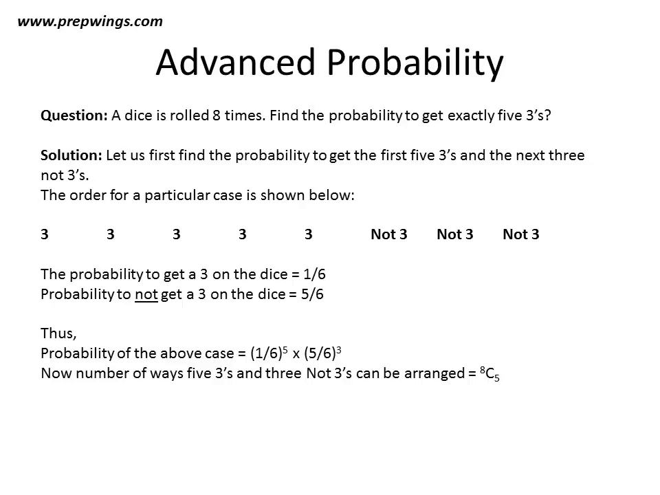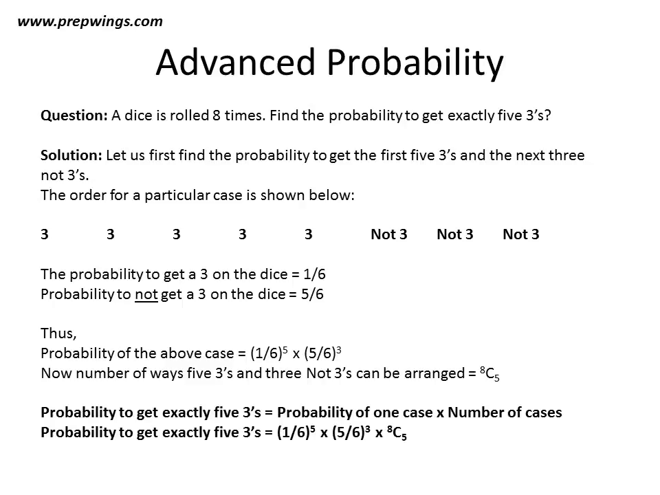Now if you look at it, the number of ways we can arrange these 5 3s and 3 not 3s is 8C5, because we found the probability for only one particular order. Then we have to find the number of orders that are possible, or the number of ways we can arrange them, which is 8C5. So our required probability will be the probability of one case multiplied by the number of cases. In this case, the probability to get exactly 5 3s will be equal to 1 by 6 raised to 5 into 5 by 6 raised to 3 into 8C5. So this is how we solve this question.